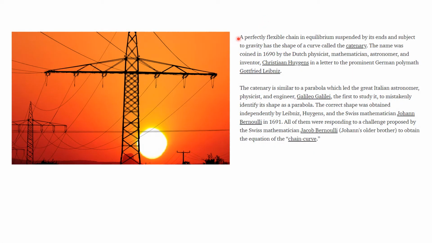By way of continuing this introduction, a perfectly flexible chain in equilibrium suspended by its ends and subject to gravity has the shape of a curve called a catenary. The name was coined in 1690 by the Dutch physicist, mathematician, astronomer, and inventor Huygens in a letter to the prominent German polymath Leibniz. The catenary is similar to a parabola, which led the great Italian astronomer, physicist, and engineer Galileo Galilei, the first to study it, to mistakenly identify its shape as a parabola. The correct shape was obtained later and independently by Leibniz, Huygens, and the great Swiss mathematician Bernoulli.